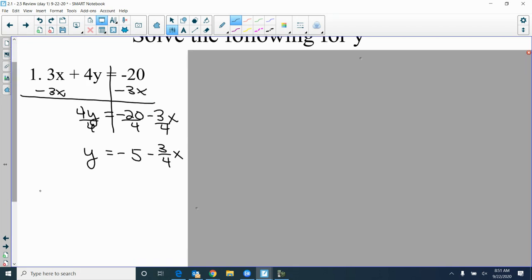Now, I am going to say one more thing. For these problems where we're solving for y, I want you to put the x first. Do negative 3/4 x minus 5. Okay, do that one. You have to do that on the test. All right, now the second one.